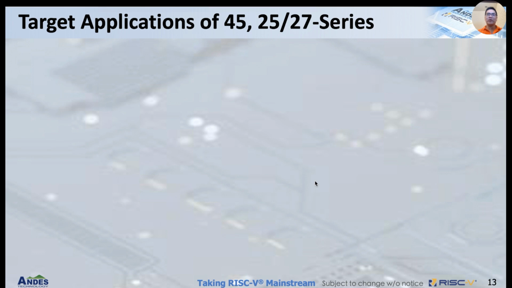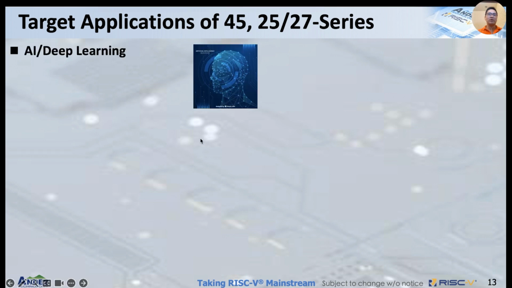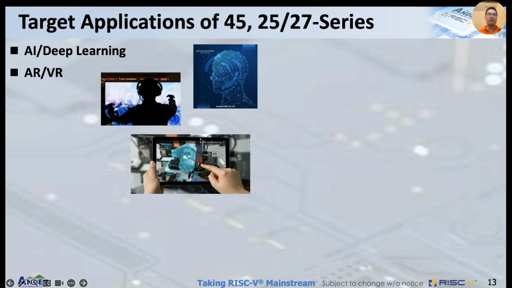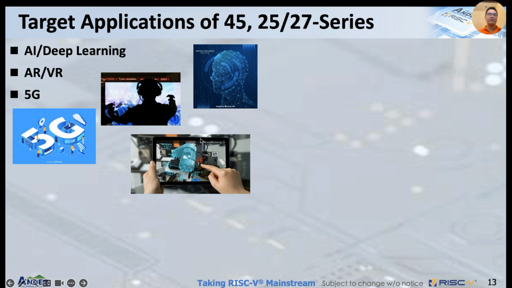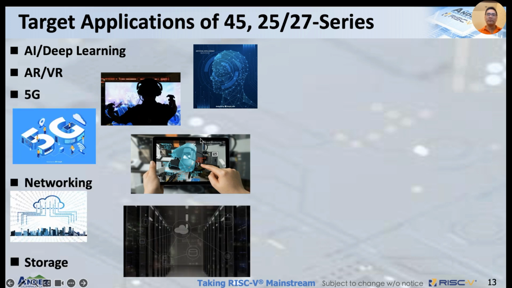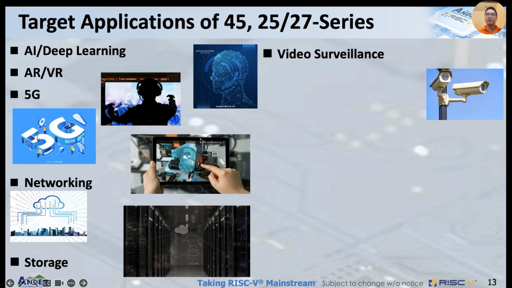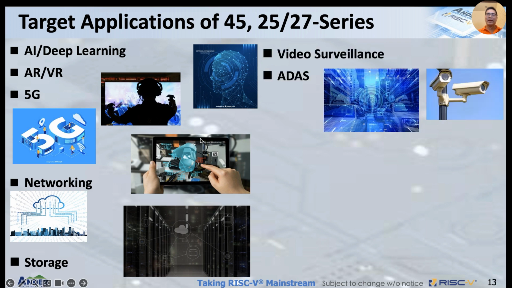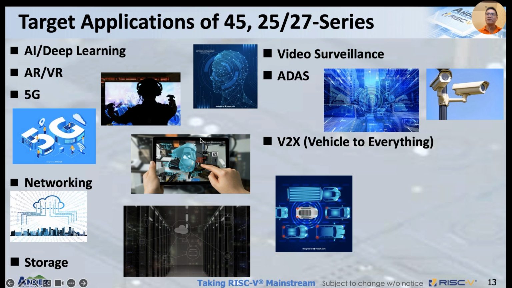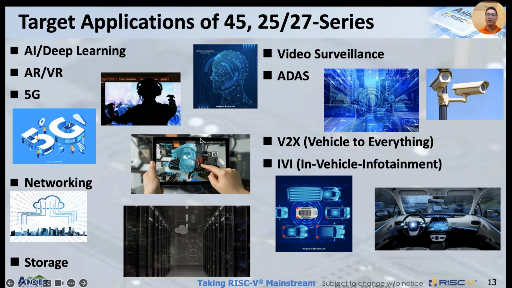The 45, 25, and 27 series processors can target a variety of different applications. These range from AI and deep learning, AR, VR, or mixed realities, 5G, networking, storage, video surveillance, automotive ADAS, vehicle-to-everything connectivity, in-vehicle infotainment, and many more applications.